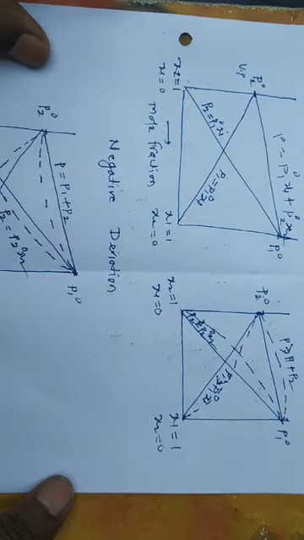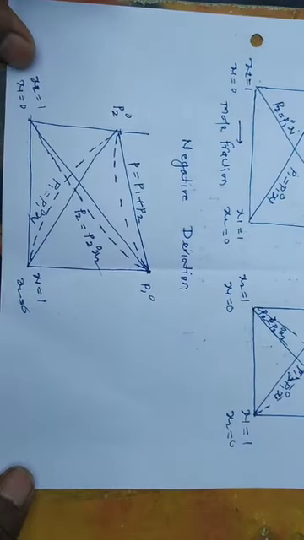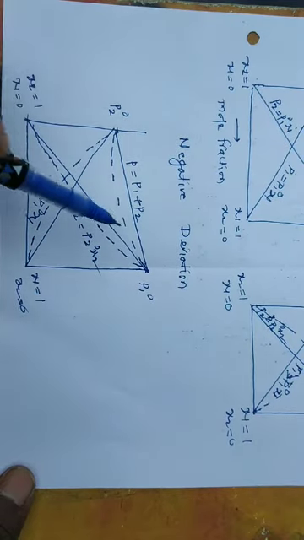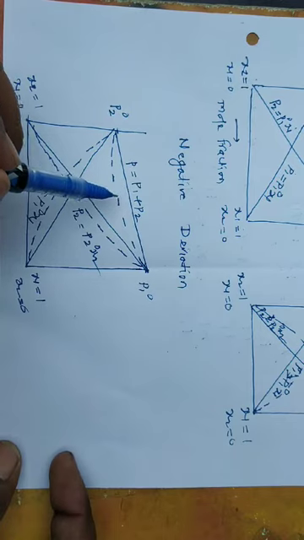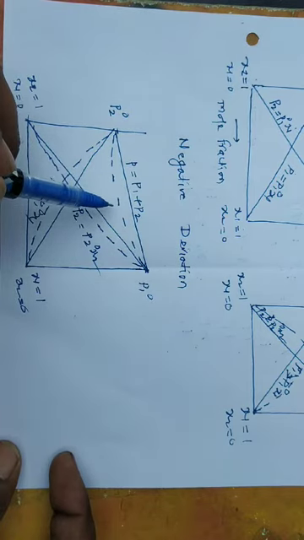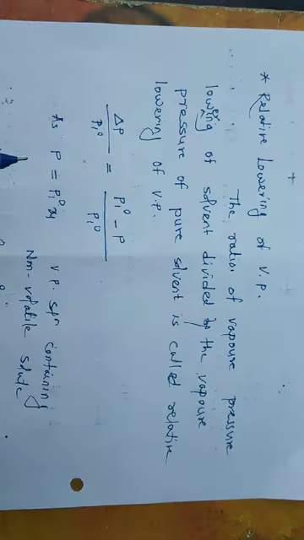And now the negative deviation, in this case vapor pressure has decreased. So this line indicates the ideal solution, and below it is the below ideal solution. So here, below ideal solutions.